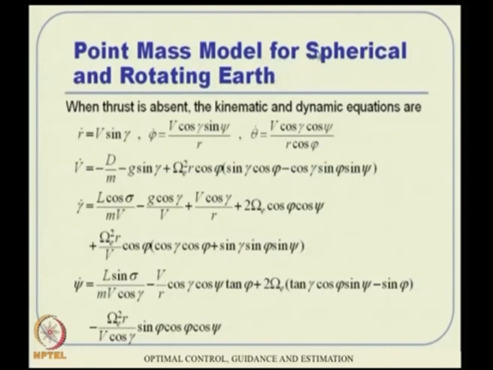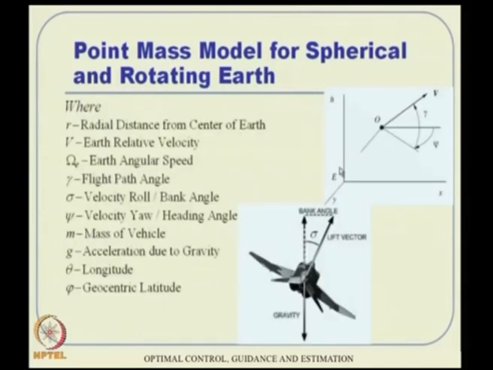So, if you have the oblateness effect coming into the picture, then there are correction terms available, depending on where you are. If you really want to go towards the North Pole, then things will be slightly different there, and correction terms will be associated with this. We will not go too much into that.